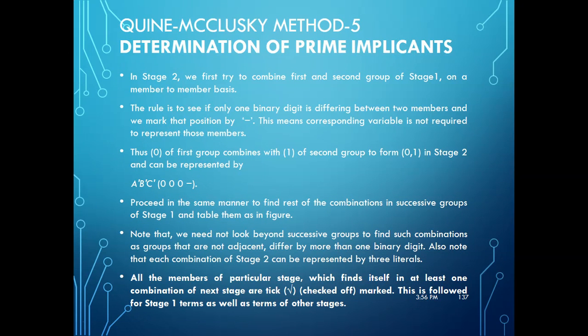In stage 2, we try to combine the first and second group of stage 1 on a member to member basis. We start combining. The rule is to see if only one binary digit differs between 2 members, and we mark that position by a dash. This means the corresponding variable is not required to represent these members. Thus, 0 of the first group combines with 1 of the second group to form 0,1 in the second stage and can be represented by A bar, B bar, C bar, or as 0 0 dash.